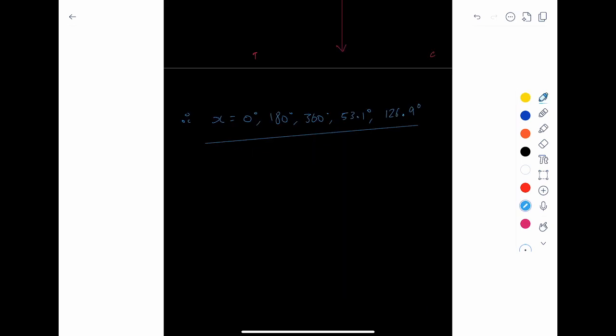As a result, we have 4 solutions: 180 degrees, 360 degrees, 53.1 degrees, or lastly, 126.87 degrees.